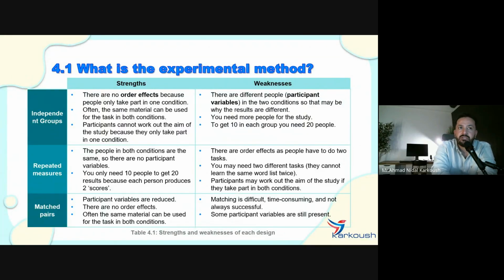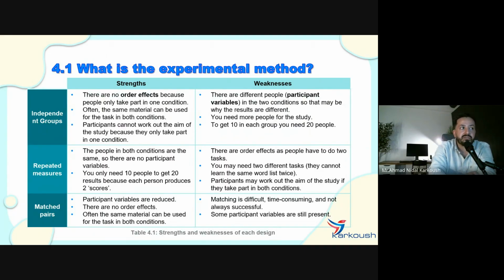And you may need 2 different tasks. They cannot learn the same word list twice. And the participants may actually figure out the aim of the study, and then they would actually ruin the study for you because people have a tendency of giving demand characteristics.